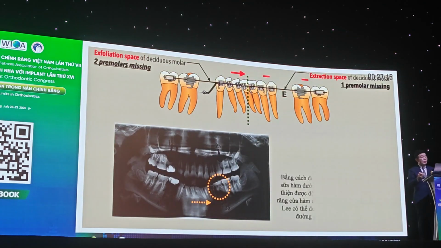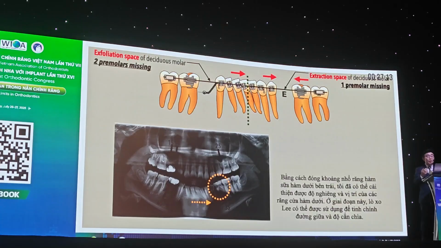By closing the space of the extracted mandibular left primary molar, I was able to improve the inclination and position of the mandibular incisors. At this stage, the lead spring can be employed to provide more precise adjustment to the midline and overjet.